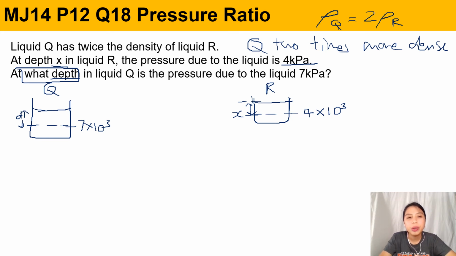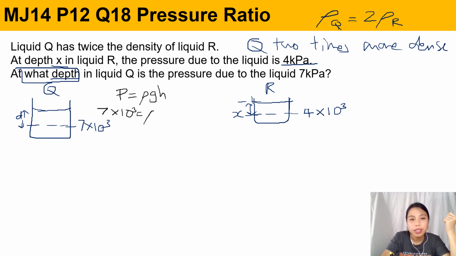So what do we do? Don't panic, stay calm. All you need to do is think about the hydrostatic pressure equation first. So P equals rho g h. For Q, we know that at that certain depth, we're trying to find what that is, we have density of Q times g times that depth. We know that already, it's given to us.